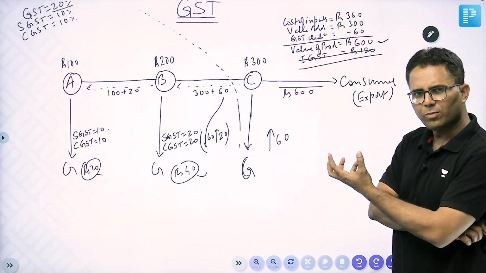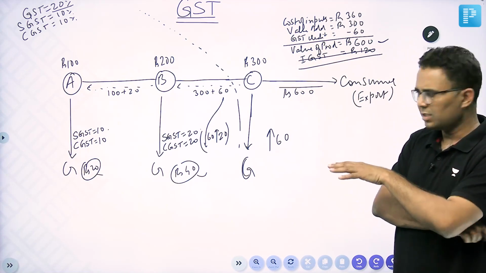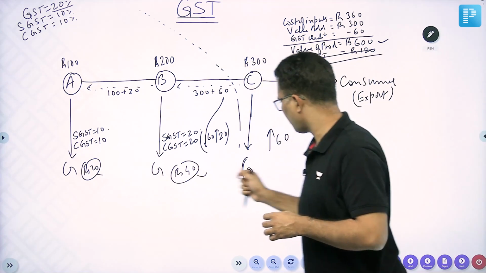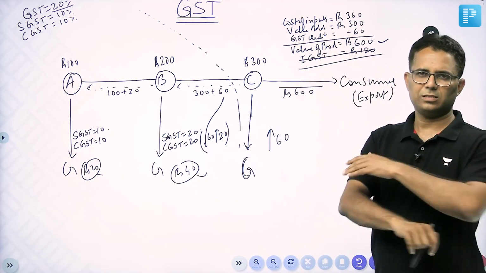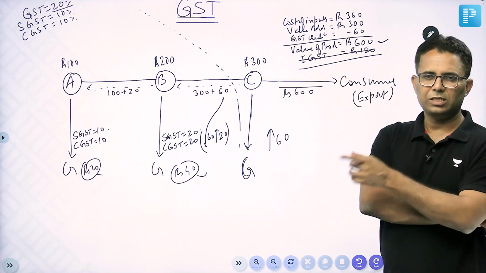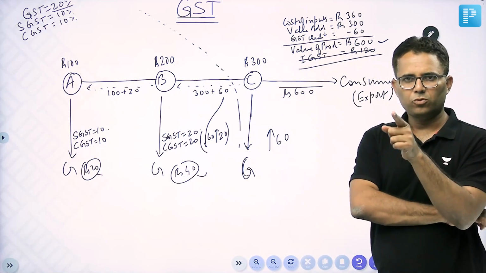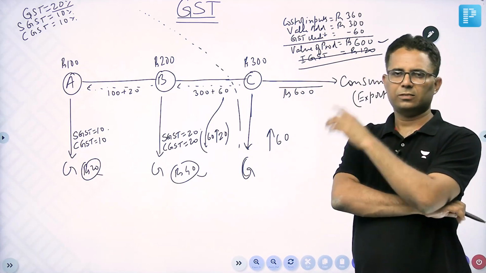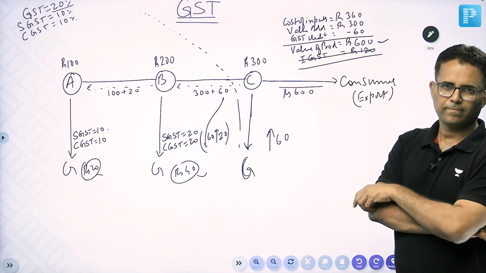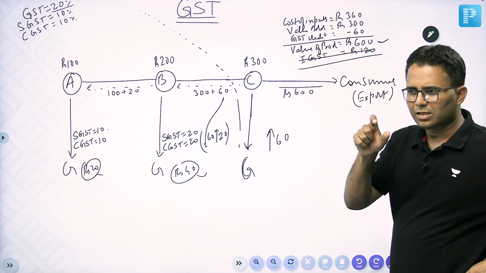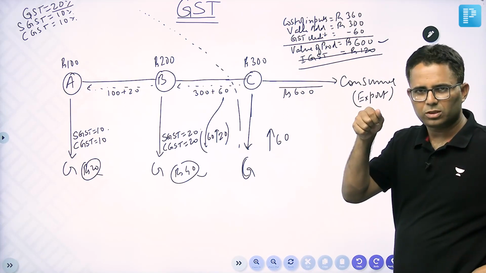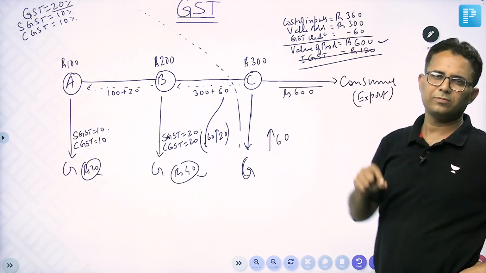So, effectively, how much GST did the government collect? Nothing. It collected 40 and 20, and the government is giving back 60. So effectively, the government is not collecting any GST in case of exports, and that's why we say that exports are zero rated. Zero rated means there is GST on exports, but ultimately the government gives it back.